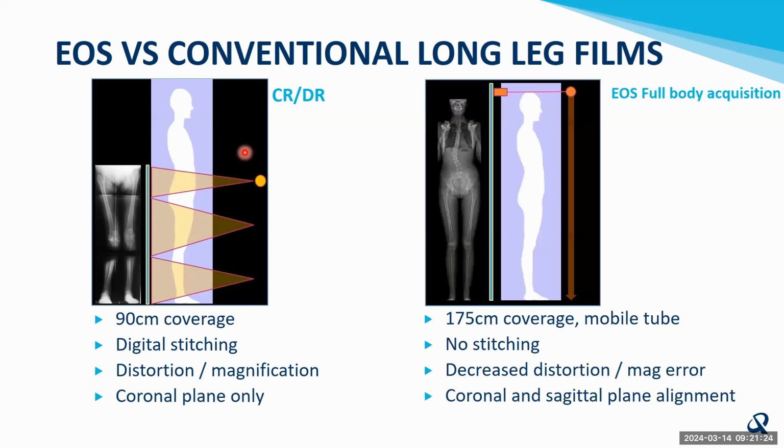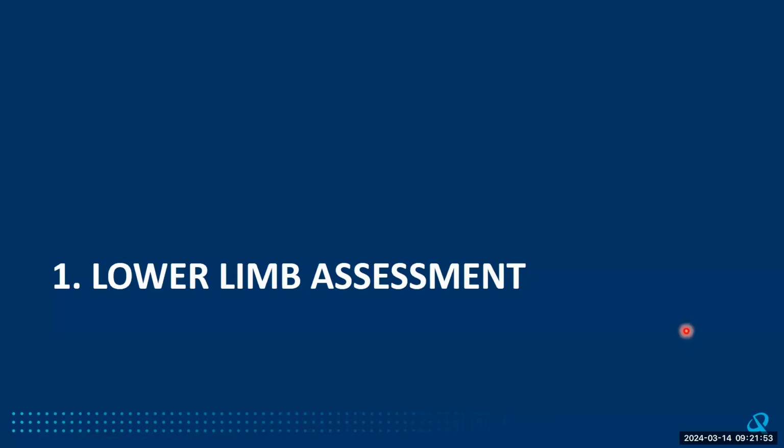If you compare that to an EOS, there's no stitching, obviously, and then that magnification error is markedly decreased because it's a pencil beam. So it just goes straight top to bottom, straight down the patient. There's no angled beam at any point during the acquisition. And then obviously, as we've already discussed, you get a sagittal plane as well. So they're really lovely pictures compared to those stitched together images of the past, hopefully. So they're the advantages as we see it of EOS.